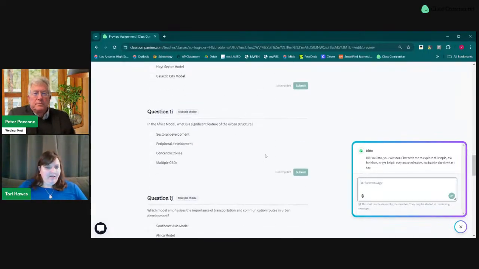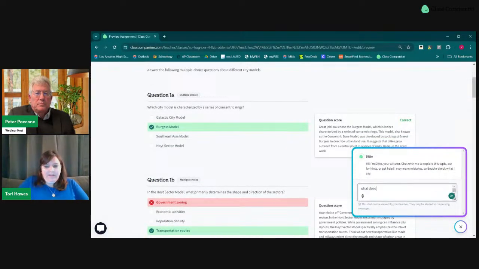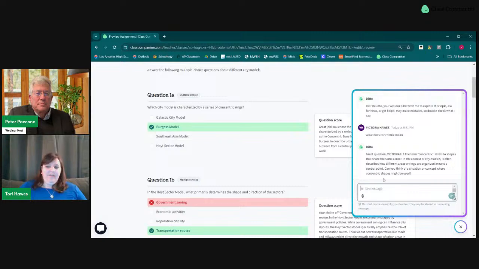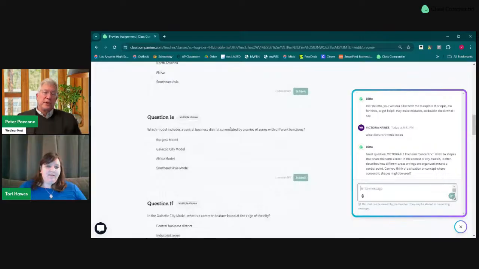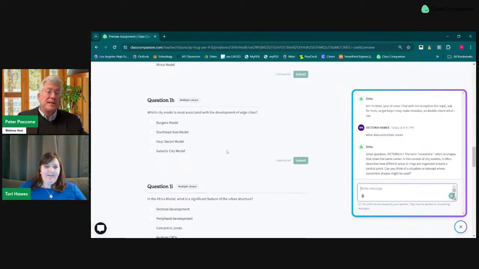Like, we'll go up to this first question. So what does concentric mean? And it gives that specific term: it refers to the shape that shares the same center. In the context of city models, it describes different areas or rings. So being able to say, oh, it's rings, that can help them answer it if they didn't know what that word was. A tutor of sorts, and it's providing the students with a hint or a definition, right?